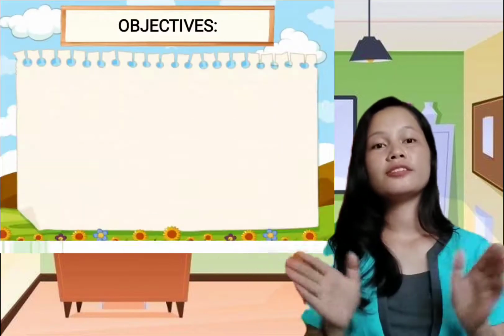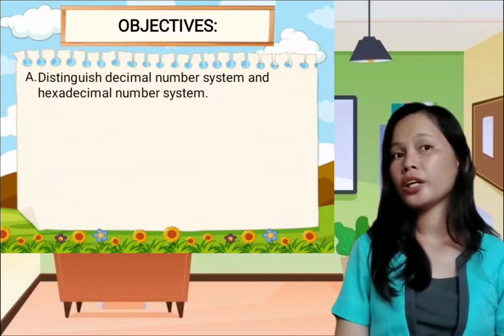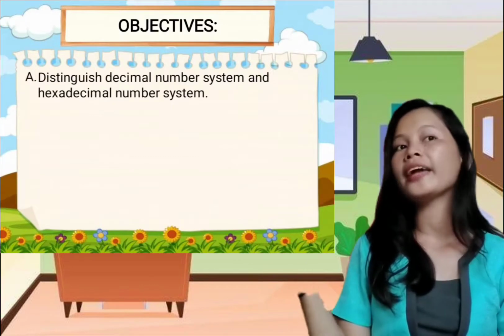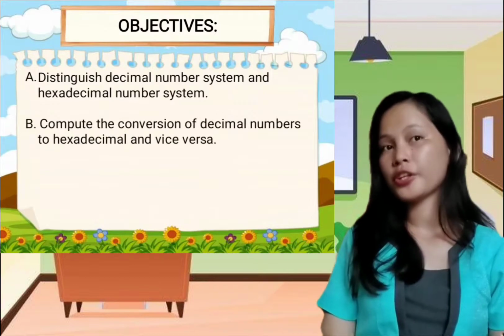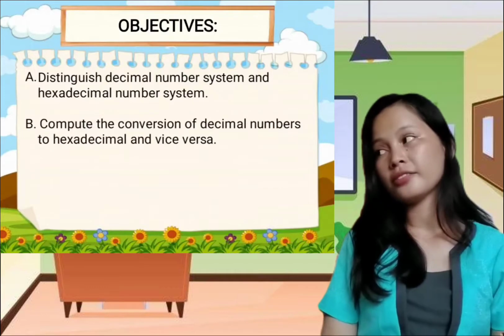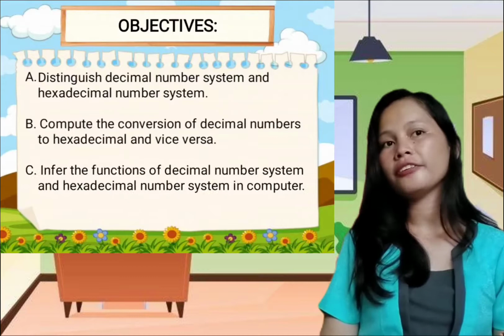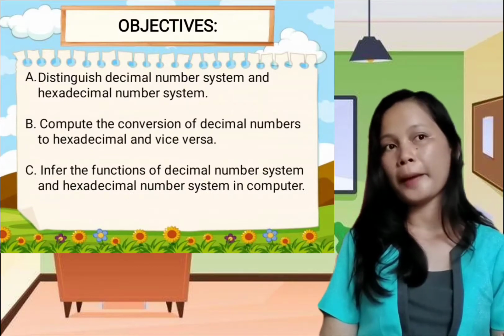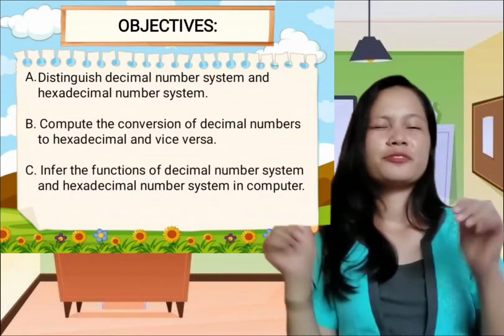So the objectives of the day, everyone kindly read. Distinguish decimal number system and hexadecimal number system. Second, compute the conversion of decimal numbers to hexadecimal and vice versa. The last objective, infer the functions of decimal number system and hexadecimal number system in computer. Very good. So before anything else, let me give you an activity.